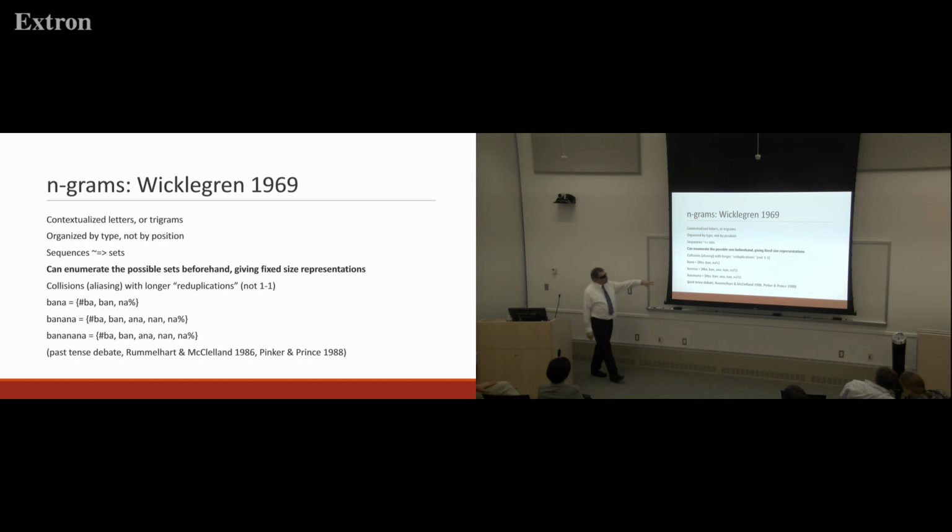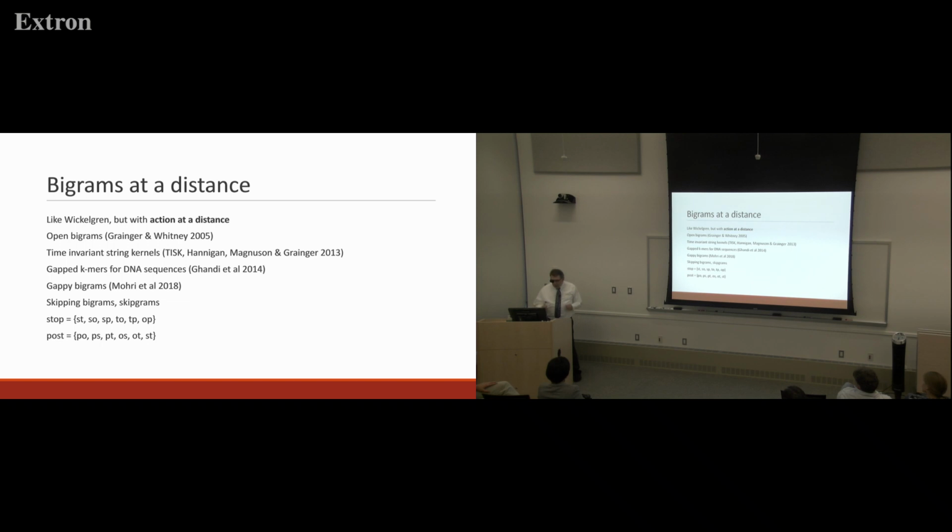And one of the criticisms that Pinker and Prince had about this was that it couldn't do the difference between banana and banana, right? So that is played out really strongly in the literature. So the most recent things in visual word recognition have been bigrams at a distance. These are called open bigrams in the psychology literature, and the major article on this is Grainger and Whitney from 15 years ago. But then they've been reinvented or whatever.